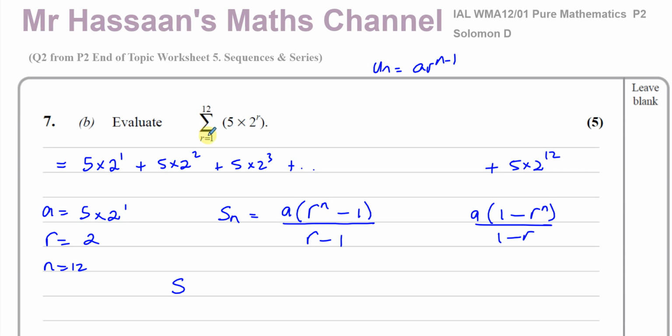Be careful about this, because sometimes they might start, for example, if they said from 2 to 12, many people will write down 10 as the number of terms, but from 2 to 12, there's actually 11 terms, because if you subtract 2 from 12, you're going to get 10, but you add 1 to give you the number of terms.